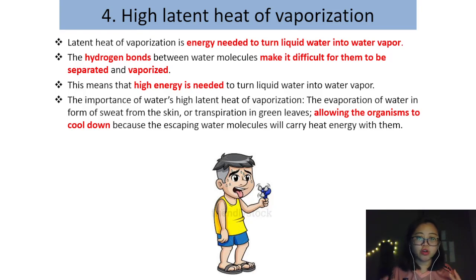Other examples of how water's high latent heat of vaporization is used in nature is transpiration in green leaves. And both of these, sweating and transpiration, allows organisms to cool down because, like I said, when water molecules escape, it will carry the heat with them.